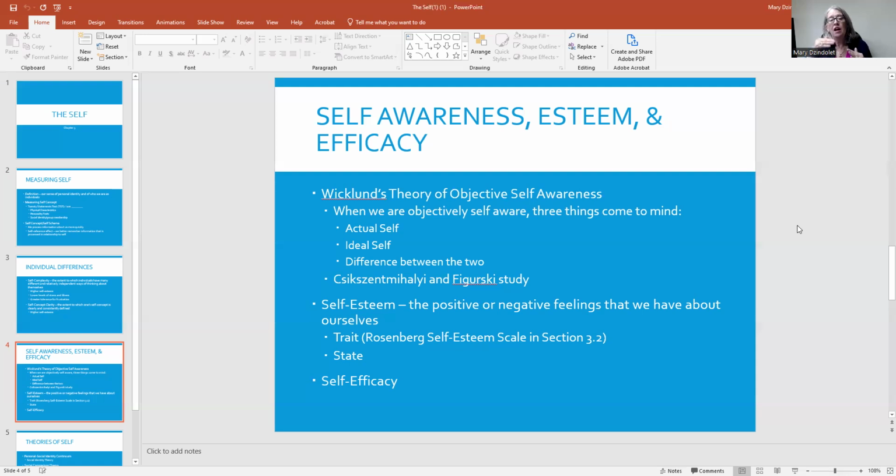I want to now talk about self-esteem. Self-esteem is the positive or negative feelings that we have about ourselves. Where self-concept or self-schema is who it is that you think you are, self-esteem is how happy you are with the who that you think you are. Okay. And I have an example for this that I think brings this point home very well.